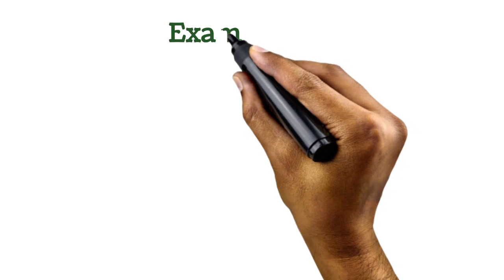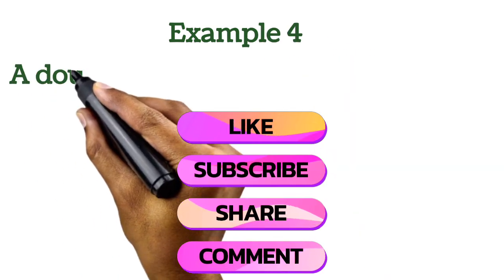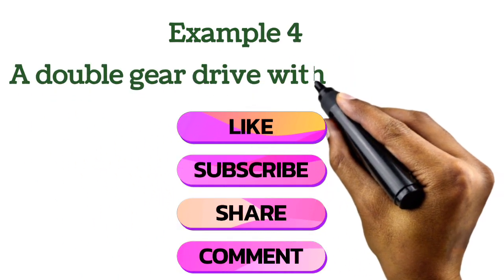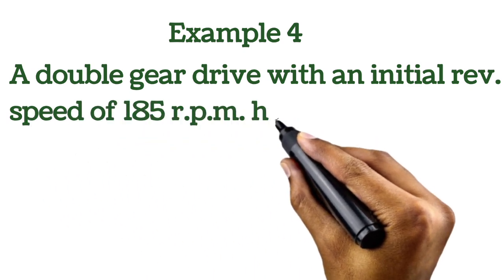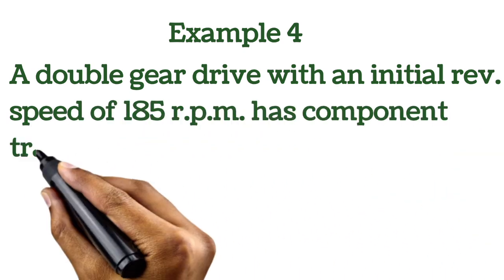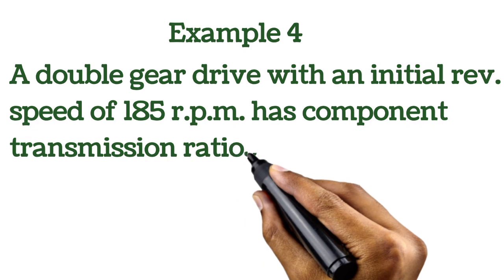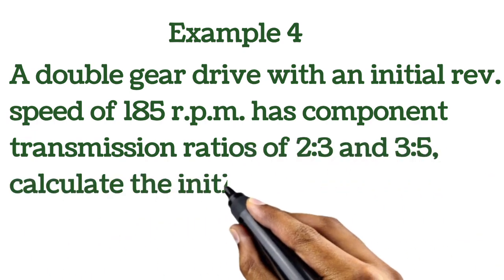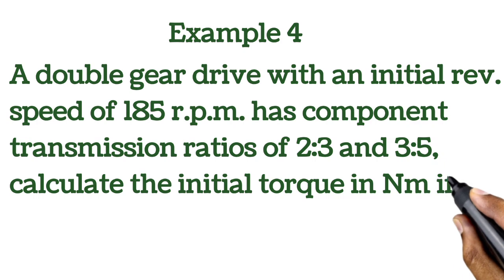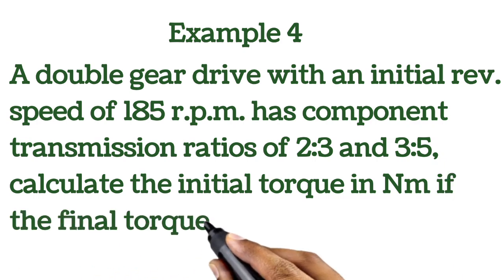Example 4. A double gear drive with an initial revolution speed of 185 rpm has component transmission ratios of 2:3 and 3:5. Calculate the initial torque in Newton meter if the final torque is 65 Newton meter.